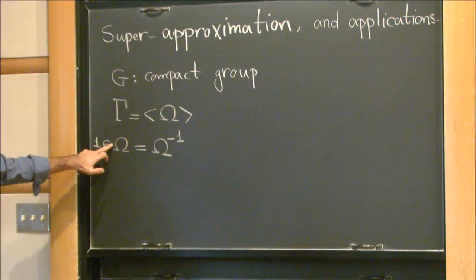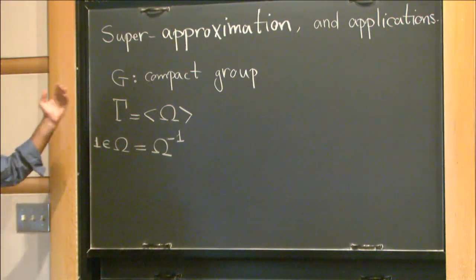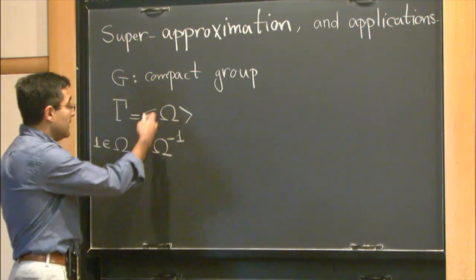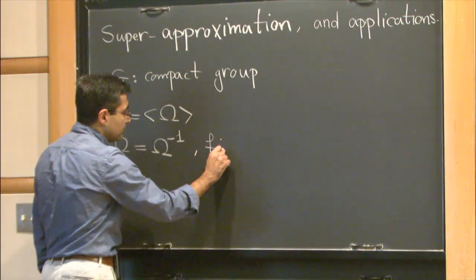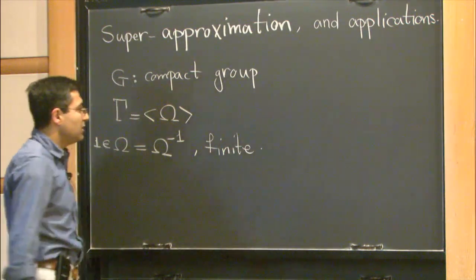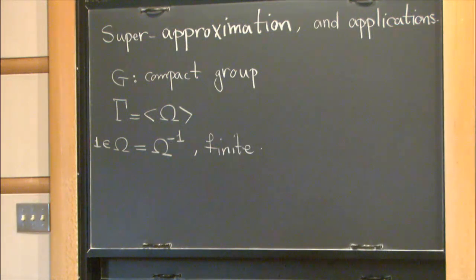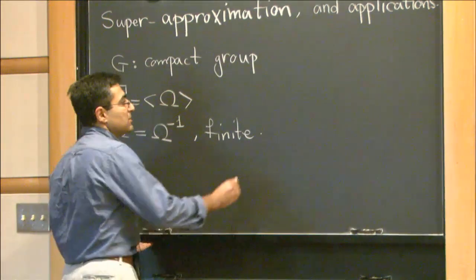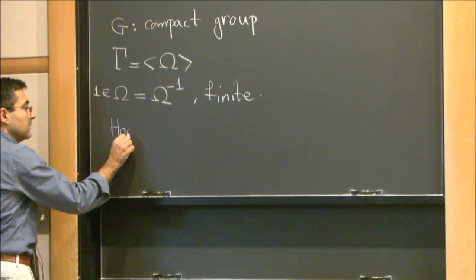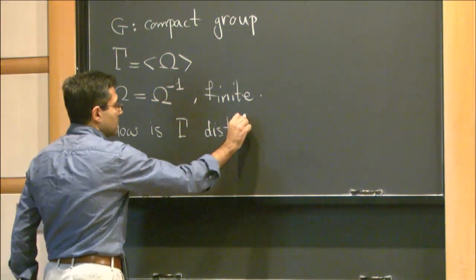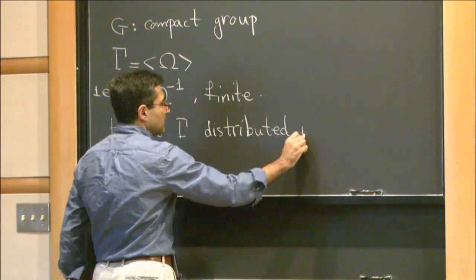Sometimes I don't. Sometimes I assume that it is a union of two things and gamma is generated freely, but most of the time I assume this. And okay, so it's finite. And the general question that we want to understand is how the elements of gamma are distributed inside G. So this is a general question that you would like to understand. How is gamma distributed in G?